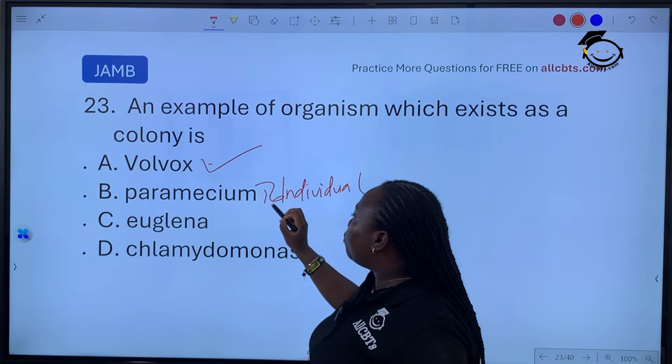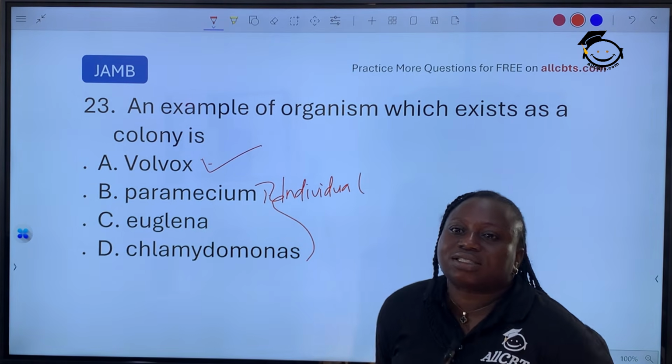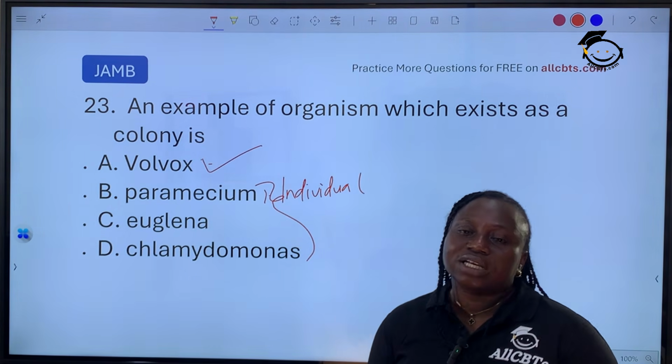The Paramecium, the Euglena and the Chlamydomonas always exist as individuals, singly.